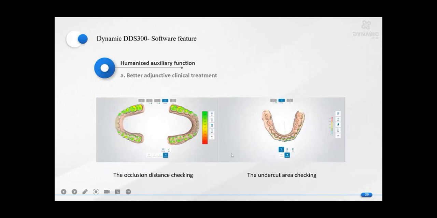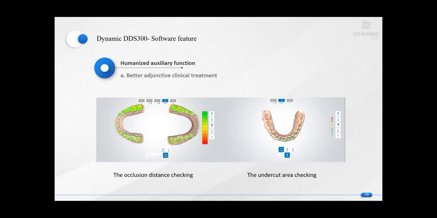The undercut function is in this area. You can see from the right part, it can help the doctor to view the common insertion path after scanning. If there's a large undercut area, you can adjust the area to a reasonable size in time in the clinic, and then send the patient's model to the laboratory. Okay, the above is the content of the DDS300 product introduction.